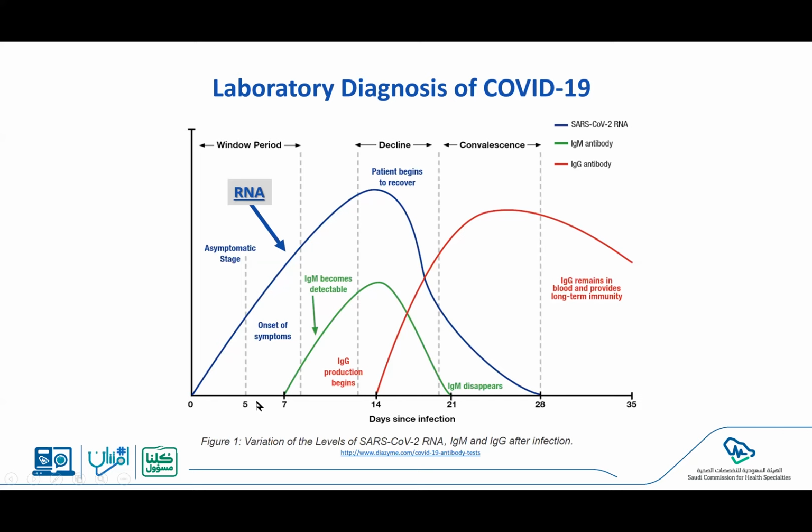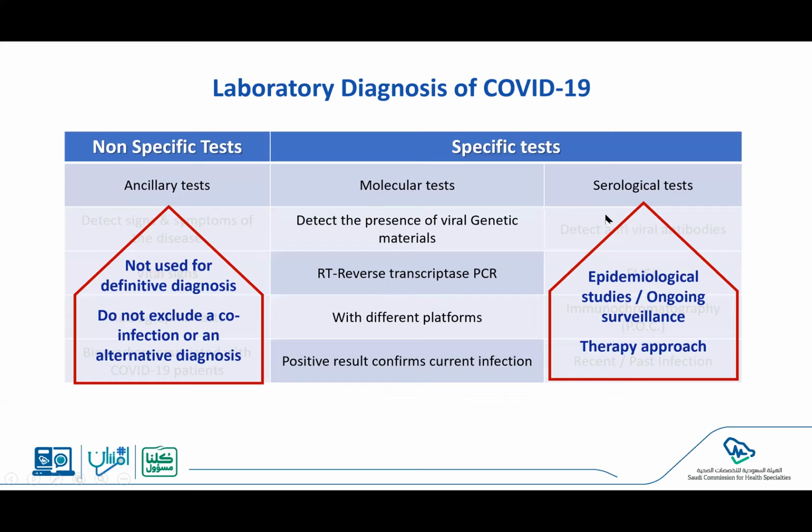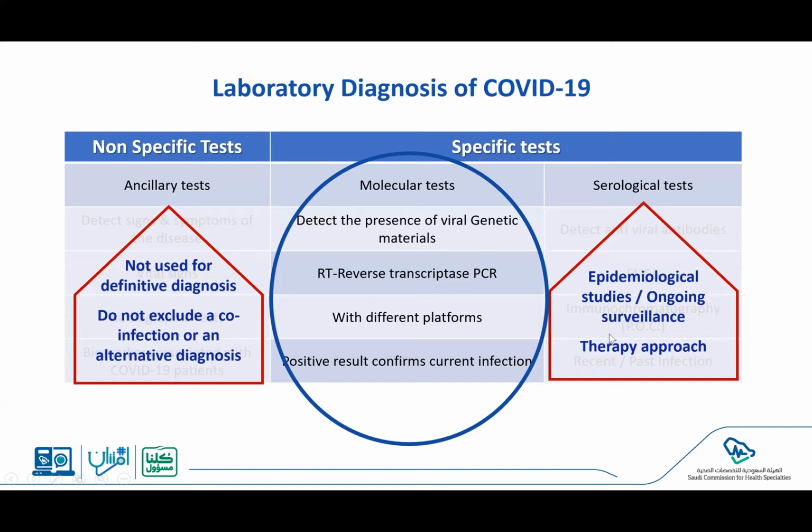That makes the molecular test the best test, as serological tests might not help. Serology is mainly used in epidemiological studies, ongoing surveillance, and therapy approach, while the molecular test is the best test for early prompt diagnosis of all suspected cases.